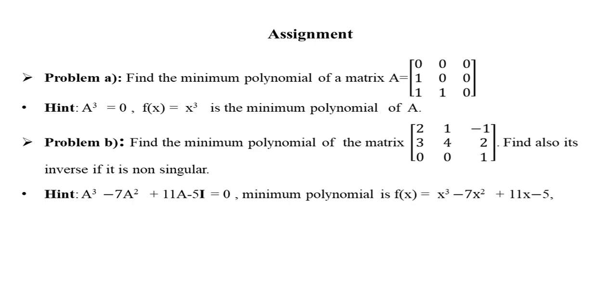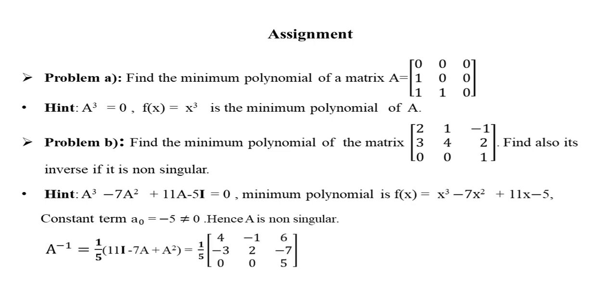Here we notice that the minimum polynomial has a constant term a0 equal to minus 5 which is non-zero. Therefore, the matrix A is non-singular. And A inverse equal to 1 by 5 of 11 into identity matrix I minus 7A plus A square, that is equal to 1 by 5 of 4, minus 1, 6, minus 3, 2, minus 7, 0, 0, 5.